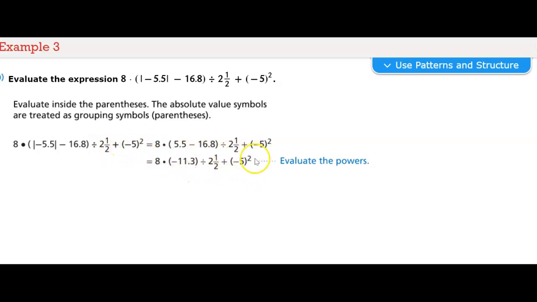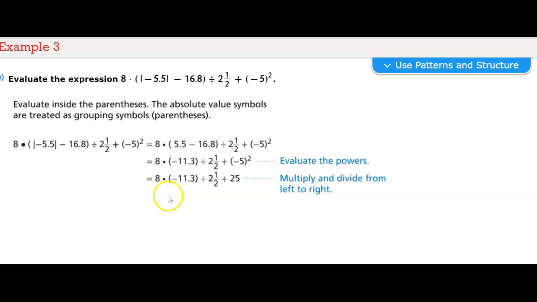So now we have for GEMDAS, remember G was grouping, E is for the exponent, so that's the powers. That 2 is an exponent or a power. So we have to do that next. So 5 to the power of 2 is 5 times 5. In this case we have negative 5, so negative 5 times negative 5. That equals a positive 25. So that's where we have this positive 25.